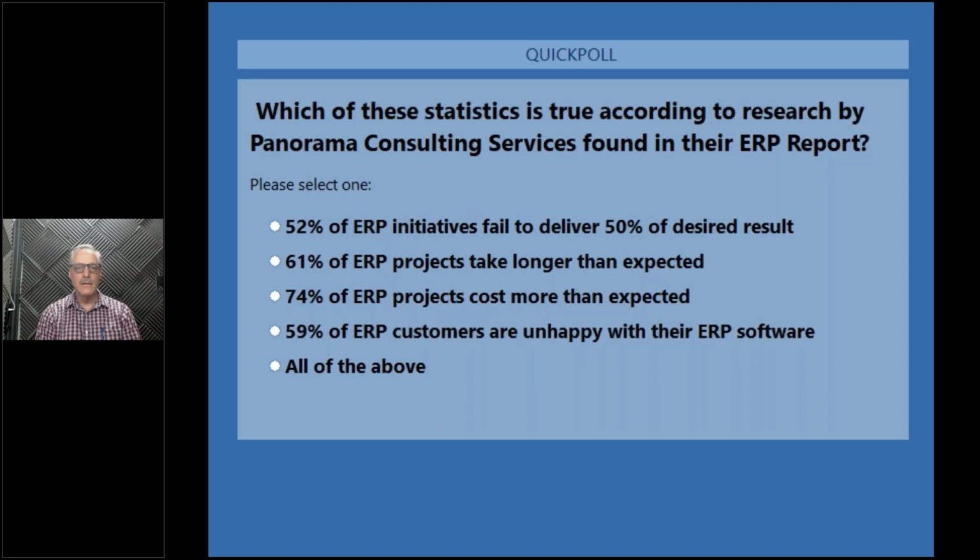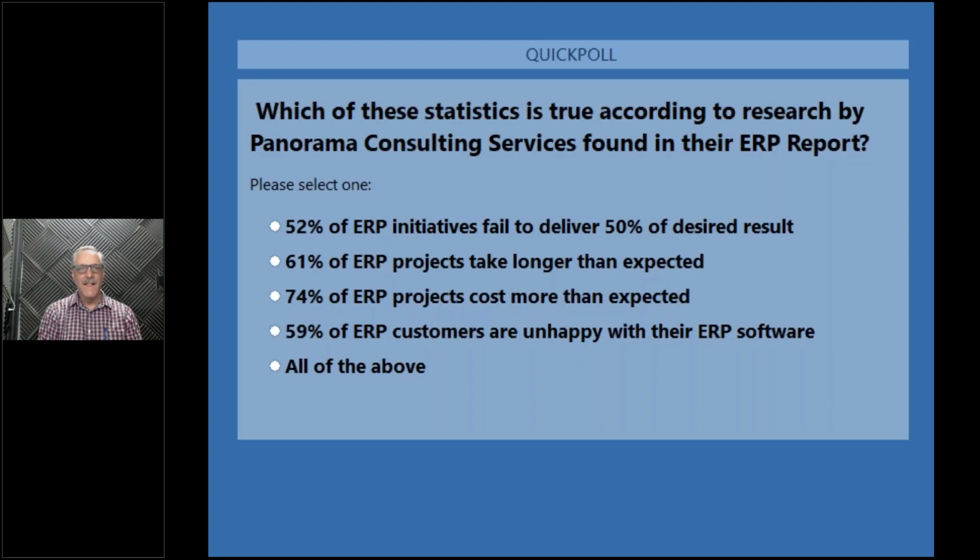Which of these statistics is true according to research by Panorama Consulting Services found in their ERP report? 52% of ERP initiatives fail to deliver 50% of desired result. 61% of ERP projects take longer than expected. 74% of ERP projects cost more than expected. 59% of ERP customers are unhappy with their ERP software. Yep, I just want people to be happy, Richard. That's all I want. And then the last one is all of the above. So go ahead and vote there.